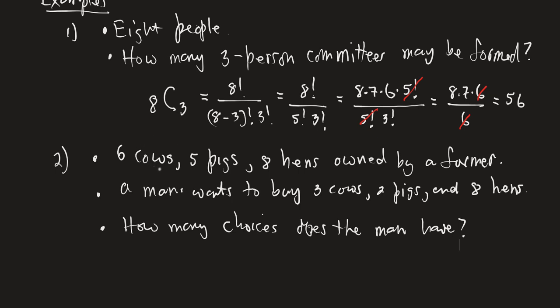It doesn't matter if he gets them in this order, C2, C3, C5, or C5, C3, C2. It's the same choice or selection of cows. Same thing with the pigs, same thing with the hens. So the important thing here in this situation, order does not matter. All right, so that's important.